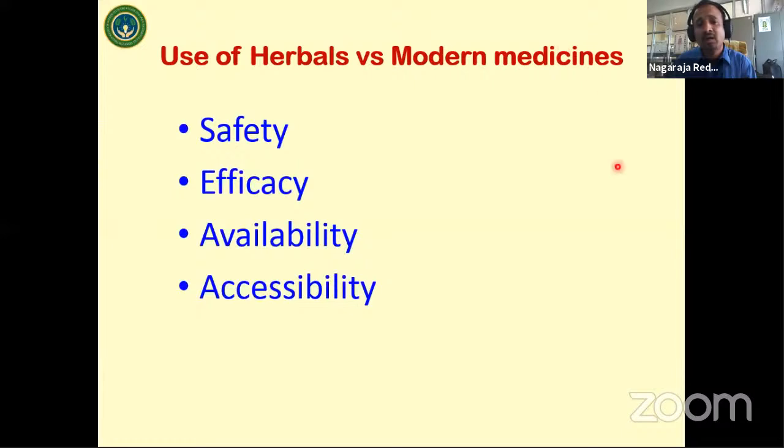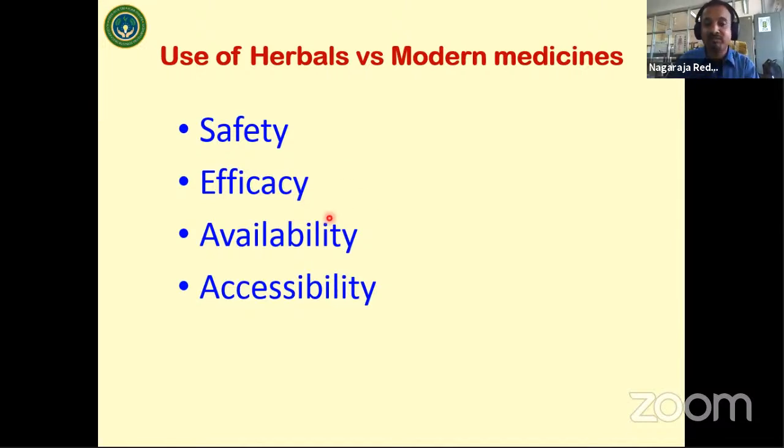So why are medicinal plants important when we have modern medicines? Modern medicines have an answer for everything, but in parallel, you don't have an answer for safety. Herbal materials are safe enough, and some of them are very highly effective.